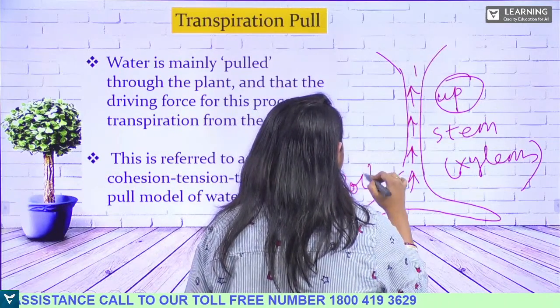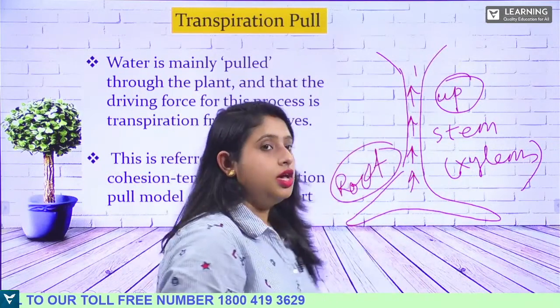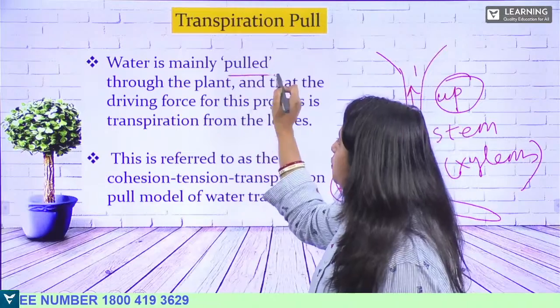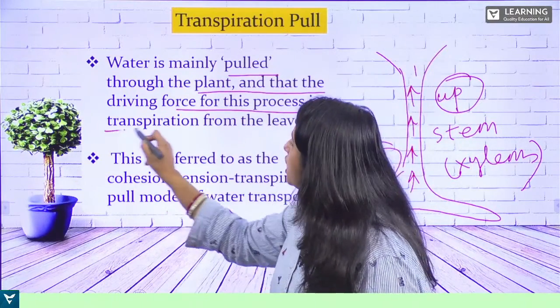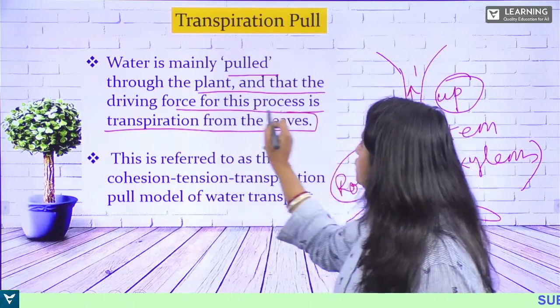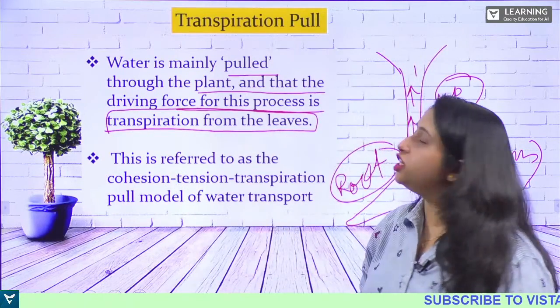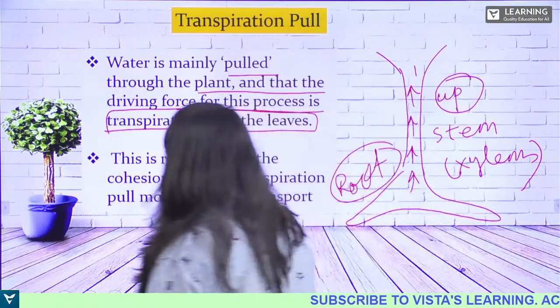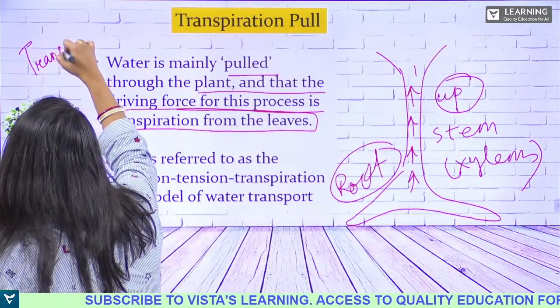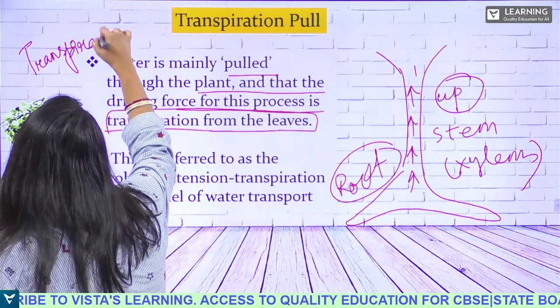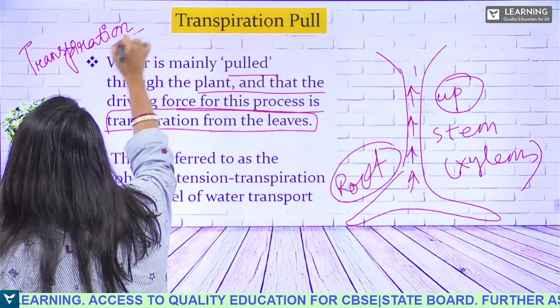So this is the root. Is that clear? The water is mainly pulled through the plant, and the driving force for this process is transpiration from the leaves. So for transpiration pull, what is necessary? Transpiration is very much necessary. Now you already know what transpiration is.